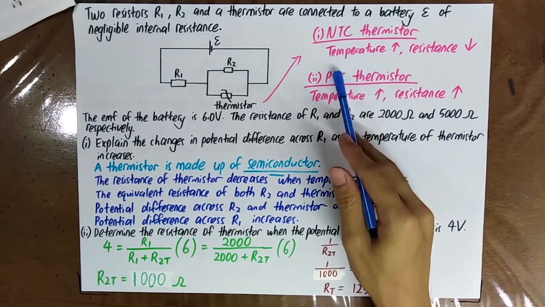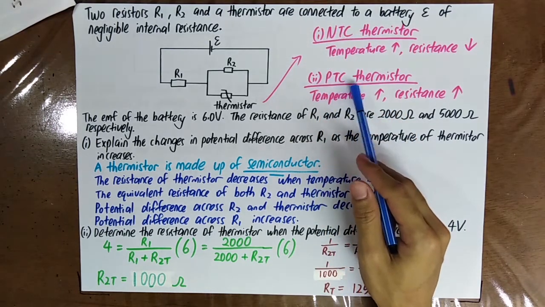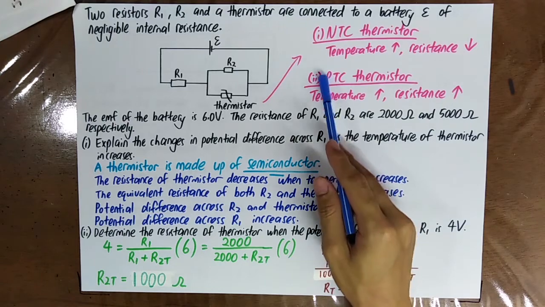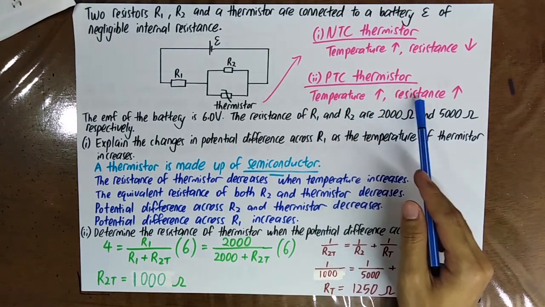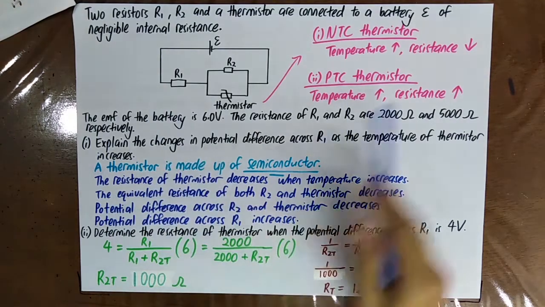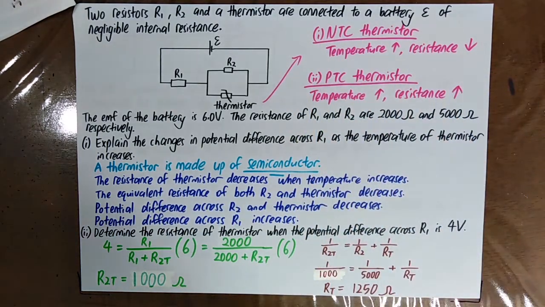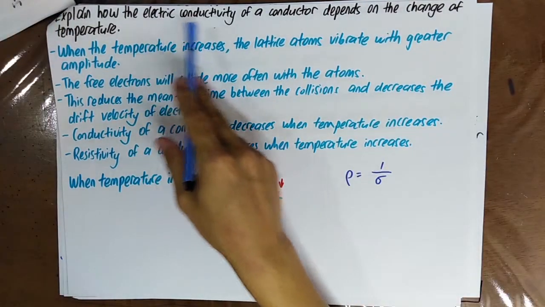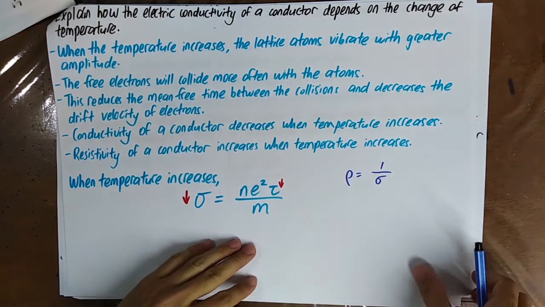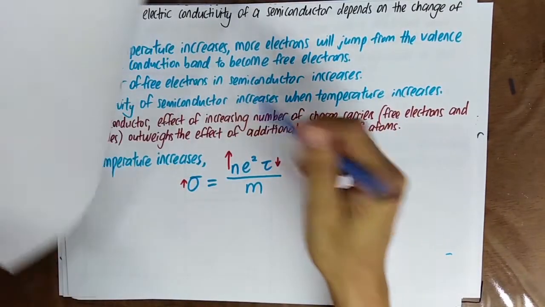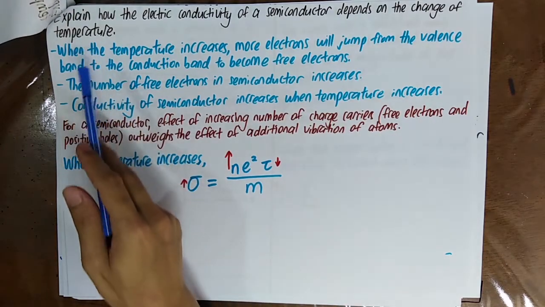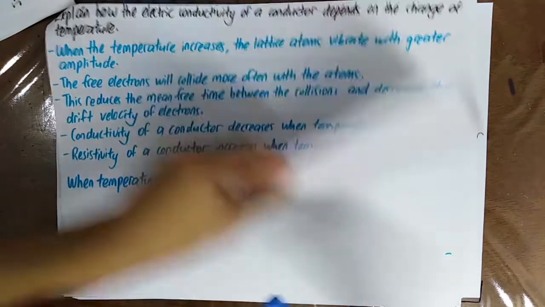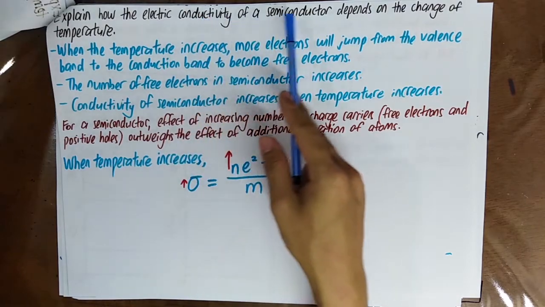Actually, we have two types of thermistor, which is NTC and PTC type. For the NTC type, when the temperature increases, the resistance drops. But for the PTC types, when the temperature rises, resistance increases. However, these are not in your syllabus, so you recall what you have learned in chapter 14. That is, how the electrical conductivity of the conductor depends on the change in temperature, and also how the conductivity of the semiconductor depends on the change in temperature. If the temperature rises, the electric conductivity of conductor decreases. If temperature rises, the conductivity of semiconductor increases.